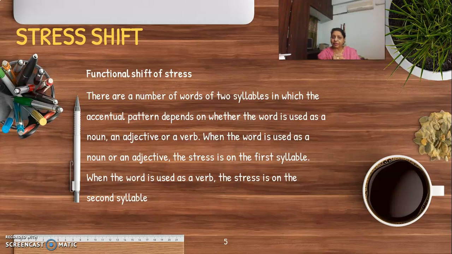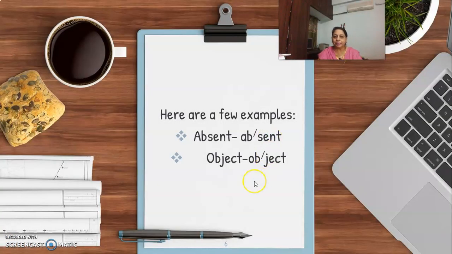So, in a number of words of two syllables, the accentual pattern depends on whether the word is used as a noun, an adjective, or a verb. When the word is used as a noun or an adjective, the stress is on the first syllable. When it is used as a verb, the stress is on the second syllable. So let's have a look at the examples.